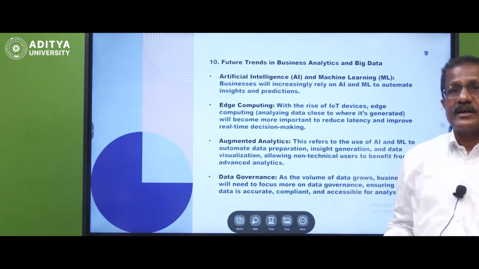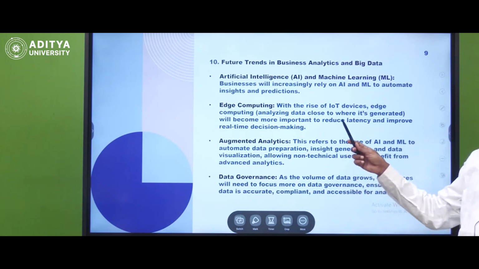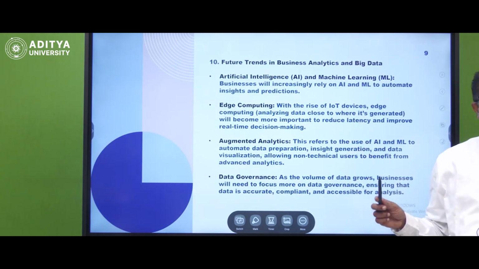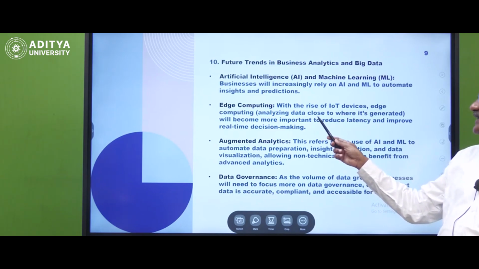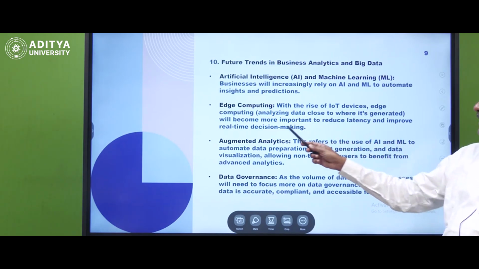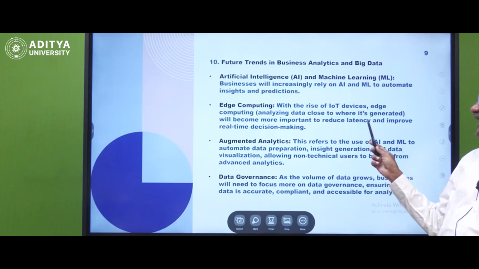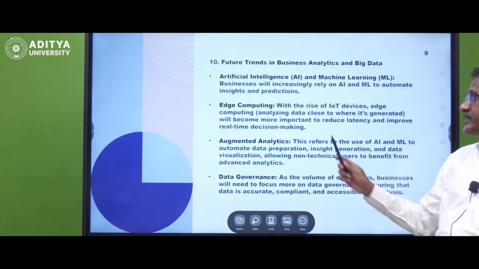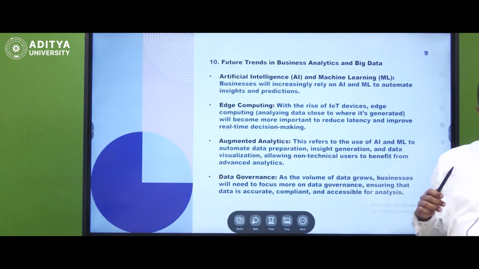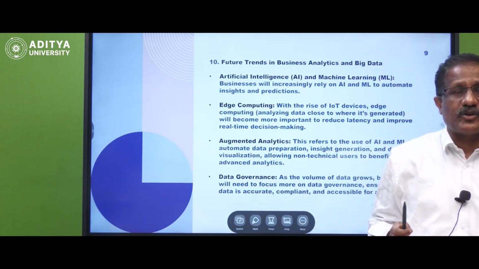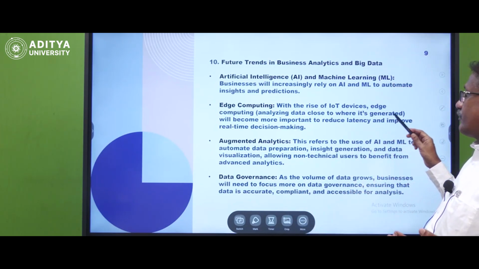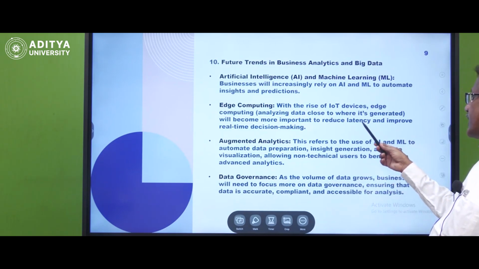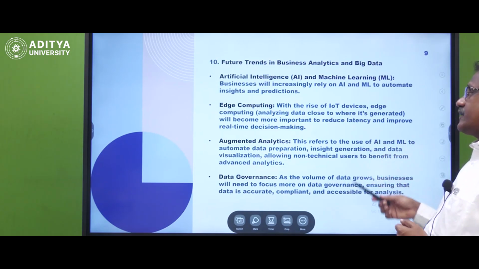And edge computing. Edge computing is nothing but, with the rise of IoT devices, what is IoT? Internet of Things. Edge computing analyzes the data close to where it is generated, and it will become more important to reduce latency and improve real-time decision making. That means that whatever various types of devices we are all using, all these devices can become very important to reduce latency and improve real-time decision making.